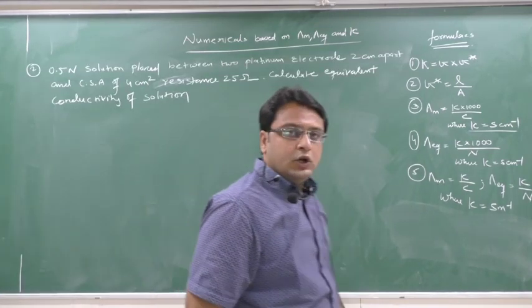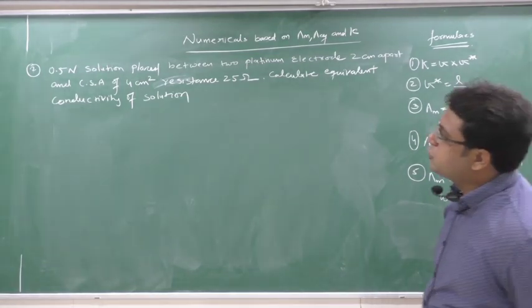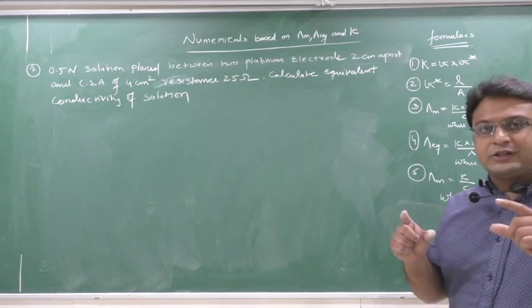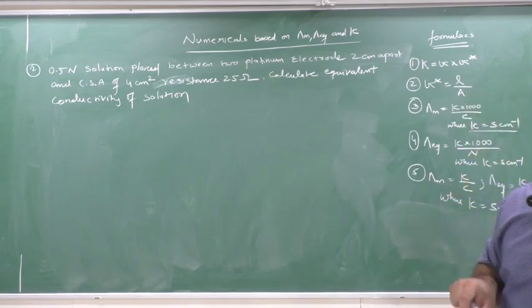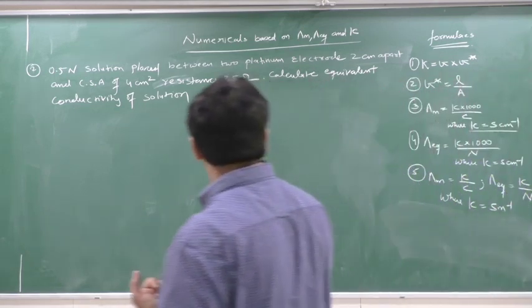Okay. So we'll now go with the second question. Please check it out. The second question says: 0.5 normal solution placed between two platinum electrodes 2 cm apart, means there are two electrodes which are 2 centimeters apart, means length they have given. Cross section area is 4 centimeter square and resistance is 25 ohm. Calculate the equivalent conductivity of the solution.